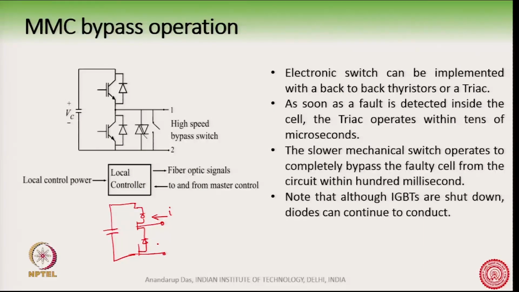So, if you see a fault and you say that okay, I will shut down the IGBTs, it does not mean that your whole cell becomes inactive. The cell can still continue to conduct with the help of the anti-parallel diodes over which you have no control. This case we will study sometime later when we are seeing HVDC faults, but as of now let us forget about it. Let us postpone this discussion for a later time.